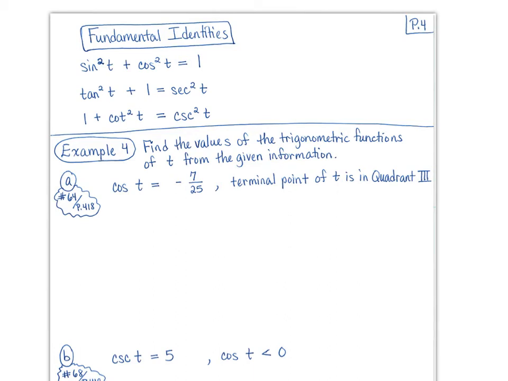Other fundamental identities come directly from your unit circle. Remember, your unit circle says that x squared plus y squared is equal to 1. So sine squared of t plus cosine squared of t is equal to 1. Remember, your x is cosine, your y is sine, so this comes from there. Dividing everything here by cosine squared of t, you'll get the identity tangent squared of t plus 1 equals secant squared of t. Dividing everything here by what gives you this?